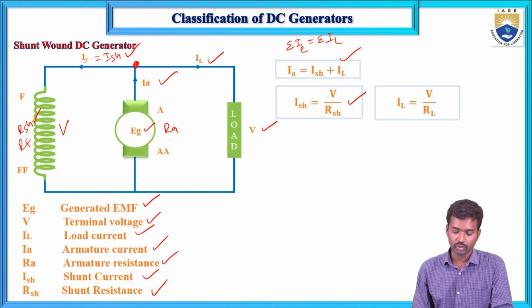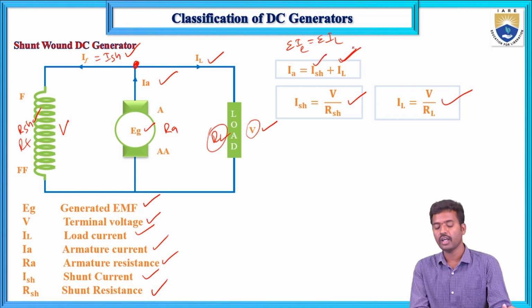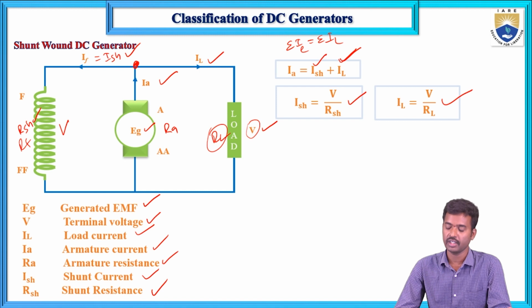Now what about IL here? This is RL, the load resistance. V by RL is the load current IL. This is the third formula, load current. If you know ISH and IL, then we can calculate the armature current easily.